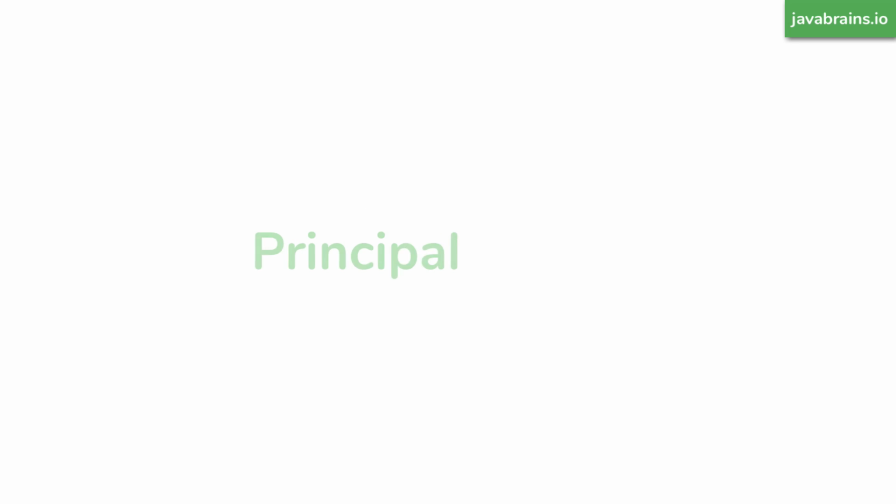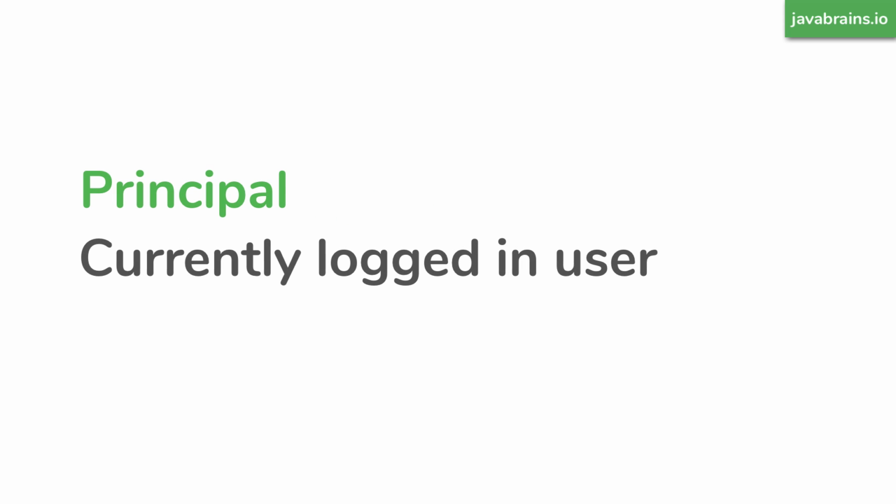The term is principal. We've talked about how authentication is the process of identifying a person trying to access the application. The principal is the person you've identified through the process of authentication. In other words, a principal is the currently logged in user.